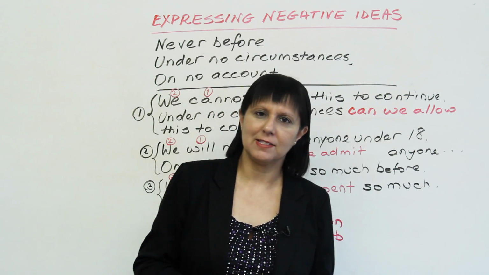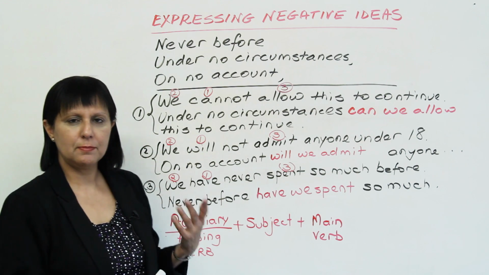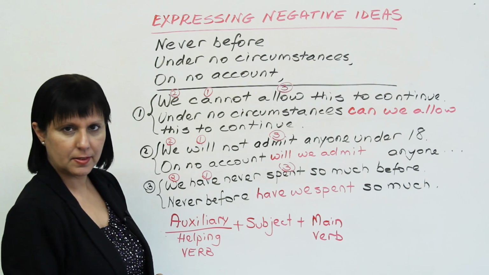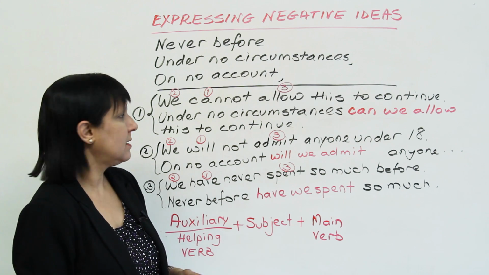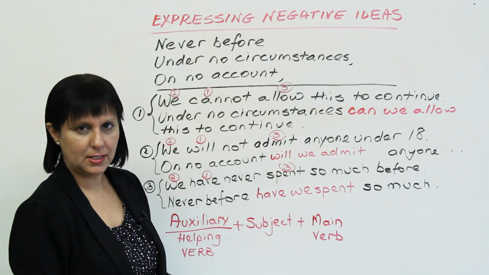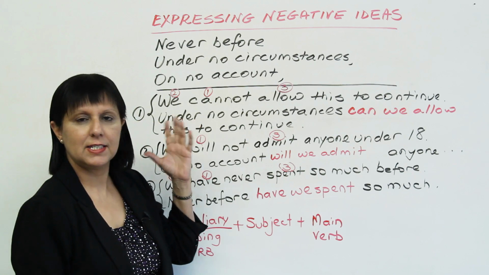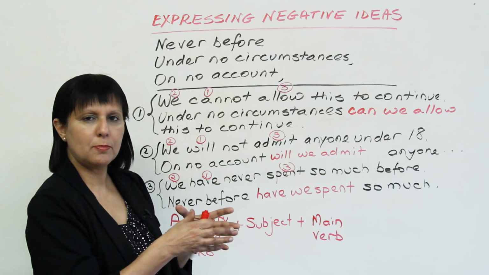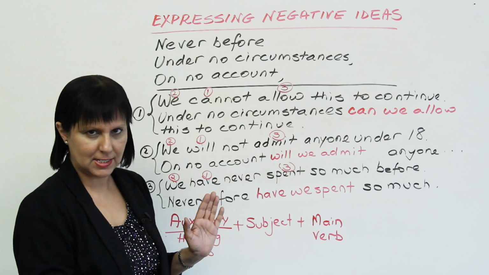Okay, so let's look. The expressions that we can use at the beginning of the sentence are never before, or under no circumstances, or on no account. Okay, so these are three different ways that we can express negative ideas, and I'm going to show you now how to incorporate them or how to use them in the context of an English sentence.